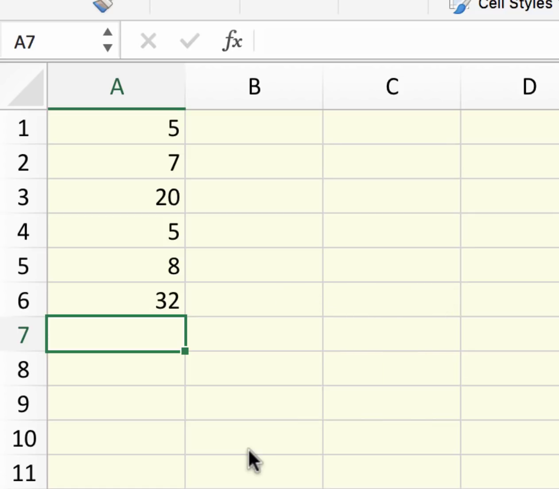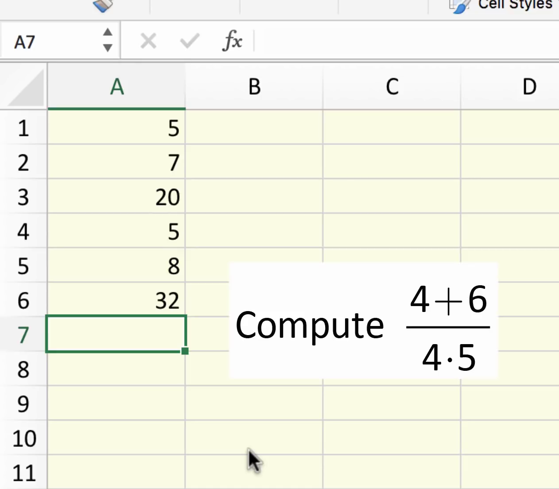Notice the way that you write math in a spreadsheet is different from how you would write it in algebra. Algebra allows the symbols to be arranged vertically, as in a fraction and exponents, and horizontally, left to right. Spreadsheets require all the symbols to be in a row, just left to right. Here's a challenge. Try this now. How would you compute the fraction 4 plus 6 over 4 times 5 in a spreadsheet? Pause the video while you think. Hint: the answer is a half, and the spreadsheet will show this as a decimal, 0.5.